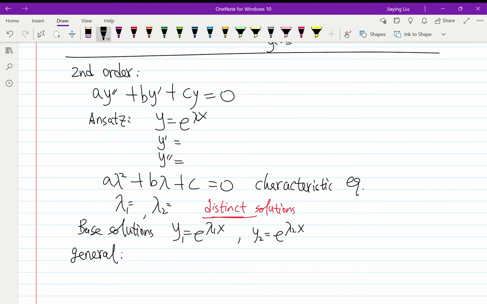So that's what we call the general solution, which is the linear combination of those two. So y equals c1 e to the lambda 1 x plus c2 e to the lambda 2 x. And the c1, c2 could be any number for the differential equation. But if initial conditions are given, then they might be different. But for now, those two could be any number.